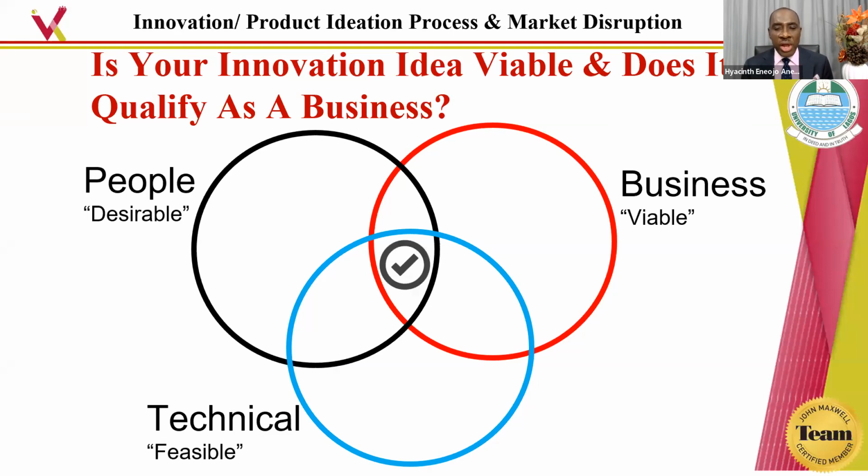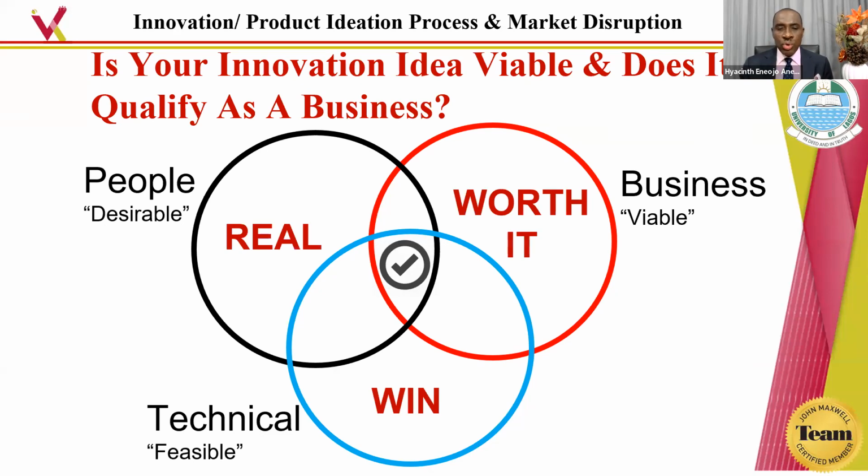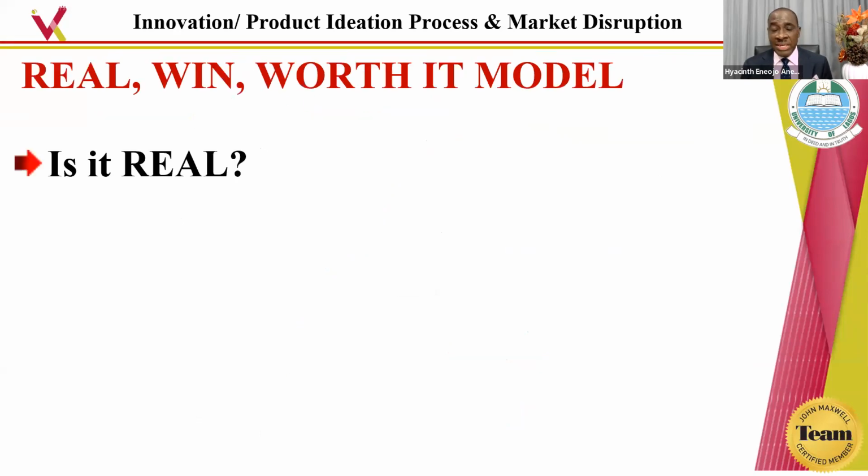So that's where you find your innovation. Your innovation exists at the intersection of the need of the people, your superior solution, and a viable business model. That's where the innovation is. In MIT, it's called the real, win, worth it model. So what is it? Is the problem real? How do we know if the problem is real? Are people ready to part with their hard-earned money, in exchange for the solution you are bringing to the market, in exchange for the innovation you are bringing to the market? Is it real? Is it what people really want? Is it what they want to pay for?